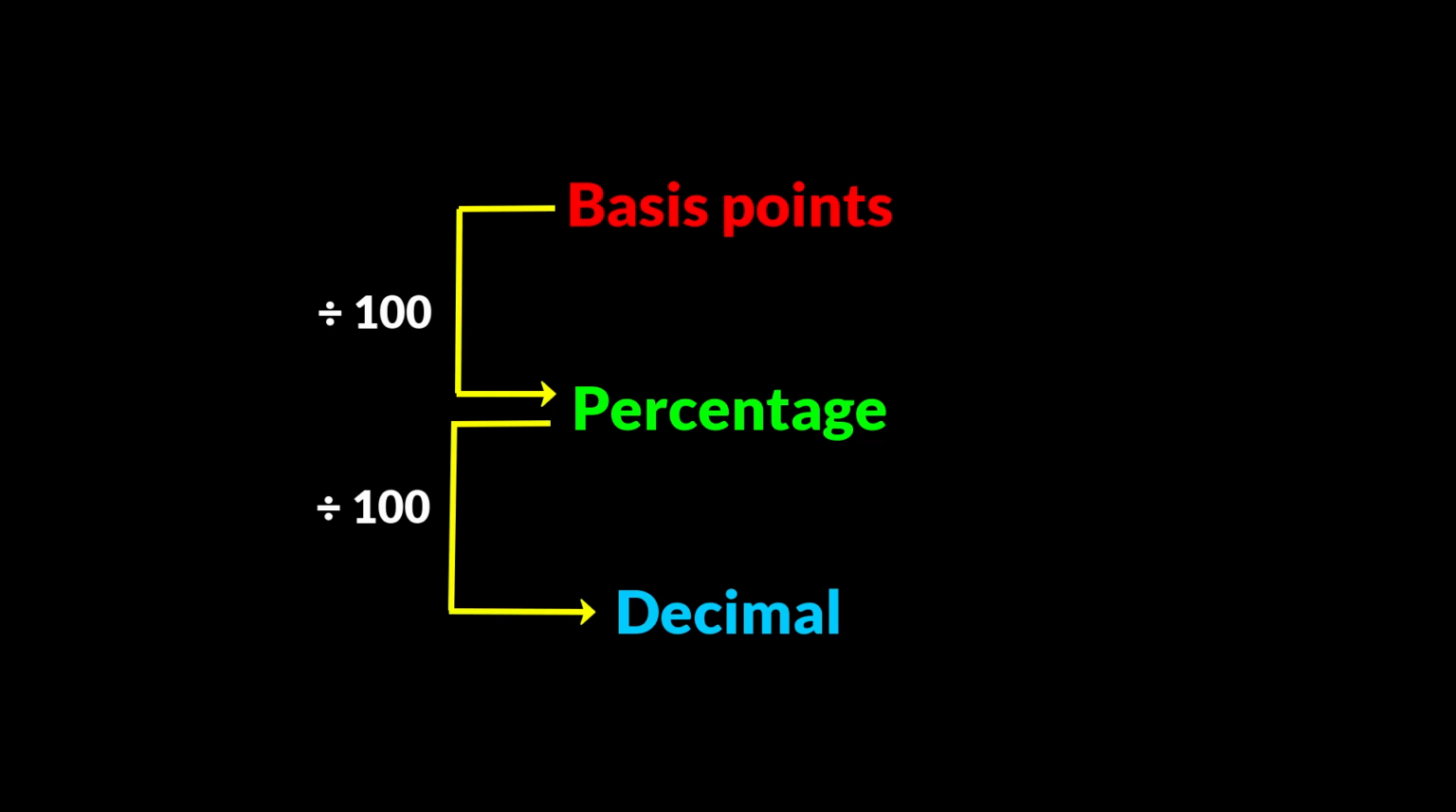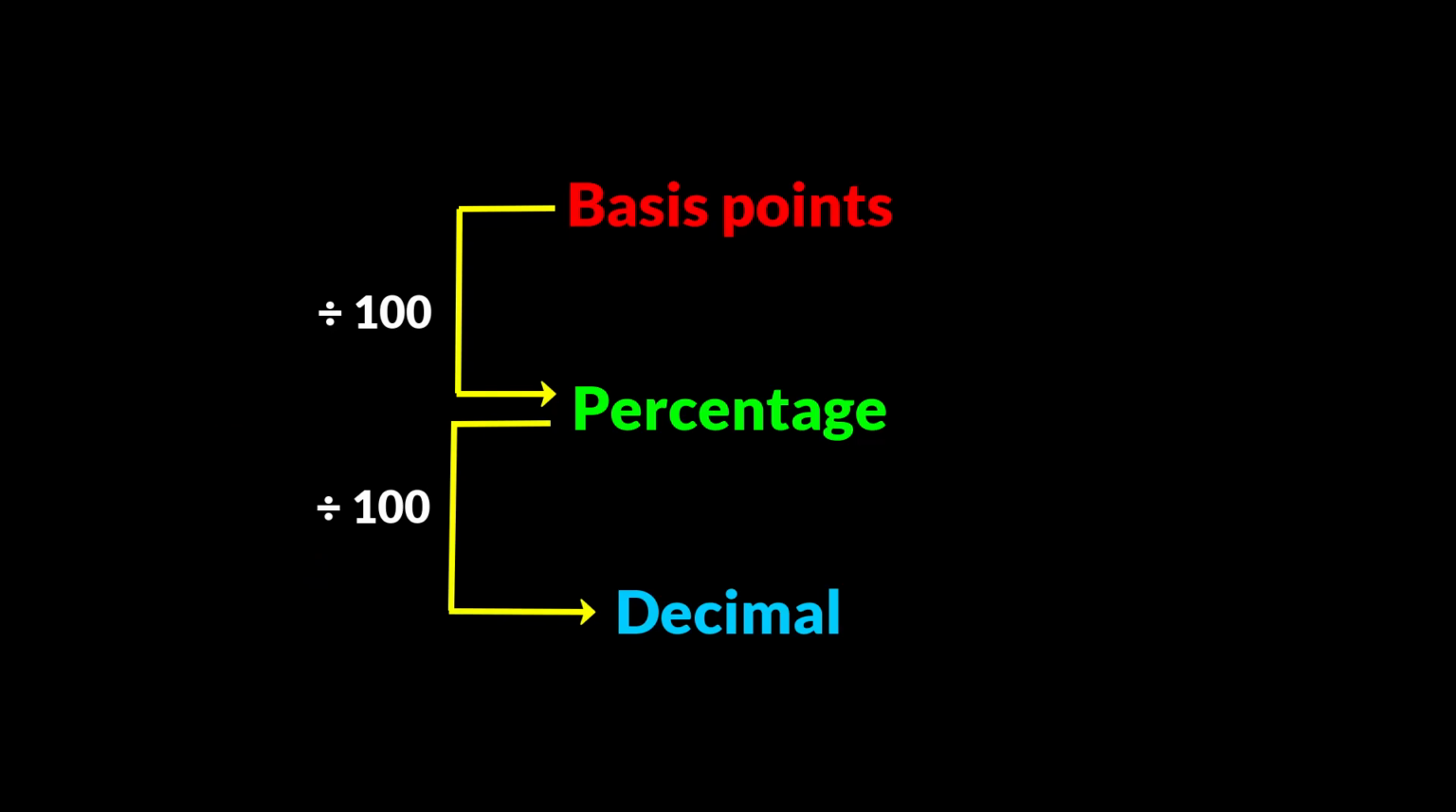Then, if we want to go down one more step and convert our percentage to a decimal, we divide again by 100. This is the same as before because whenever you go one step down your vertical list, the number to divide by is 100. So 0.5% divided by 100 is 0.005. This time you need to remember to drop the percentage sign because the decimal format does not have any units.